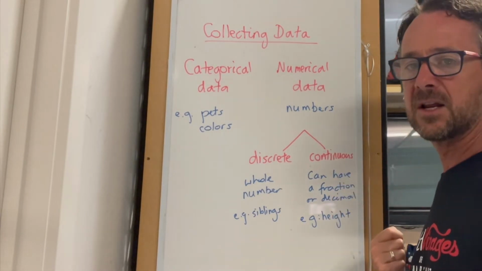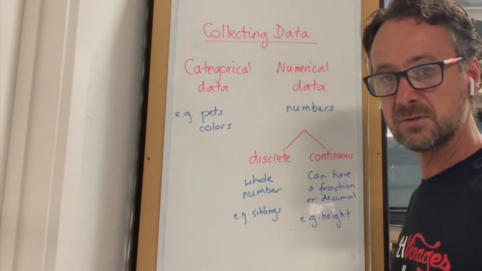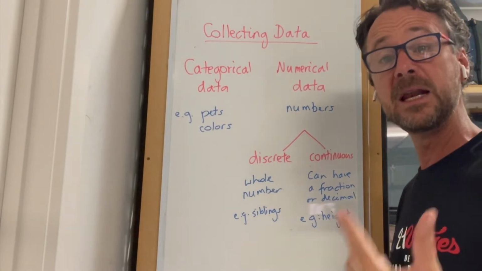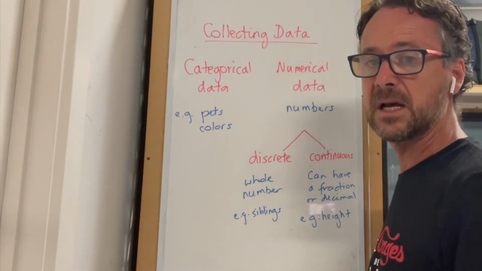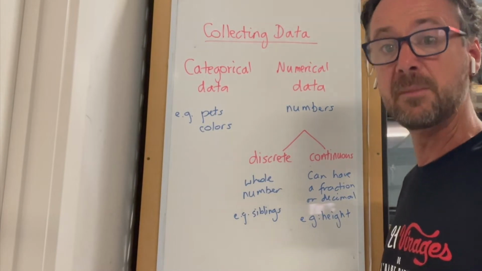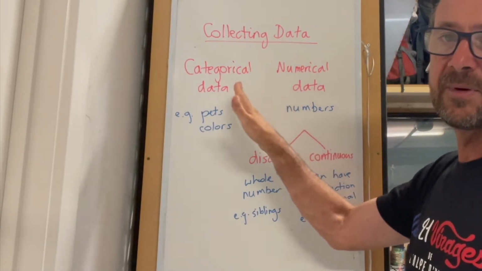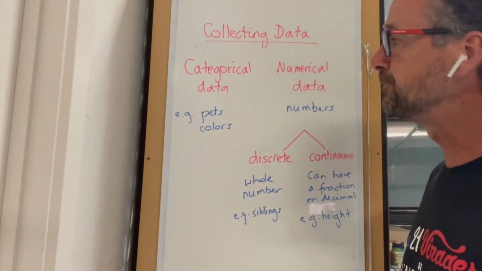The other type of data you can collect is a number, or numerical data. So these all have numbers, and these might be things such as how many pets do you have, how many holidays have you been on, how many favourite colours do you have. So we can split all data up into one of these two categories.